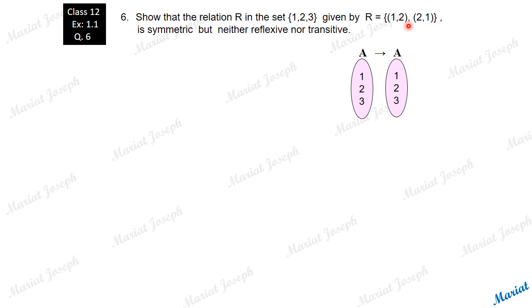This time the relation is given in roster form. And that set is a very limited set, only 3 elements. This relation, is it symmetric, reflexive or transitive? Let's see. (1, 2) and (2, 1). These are the only two pairs included in the relation.